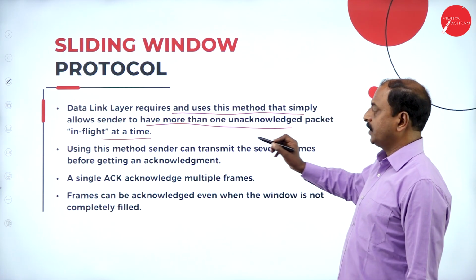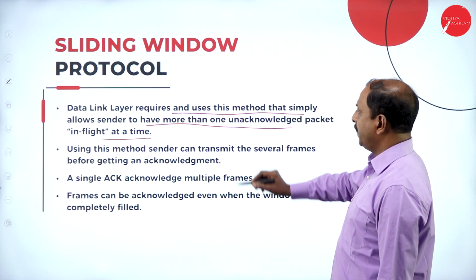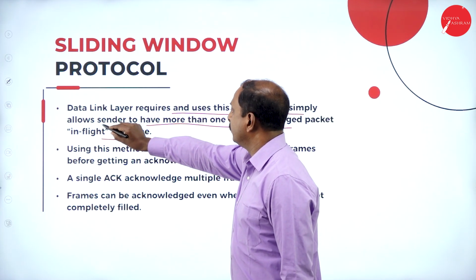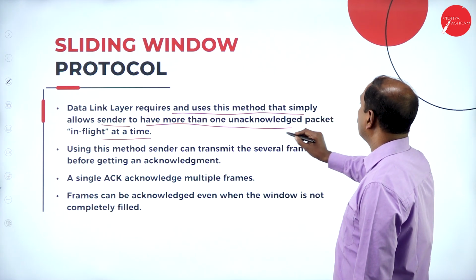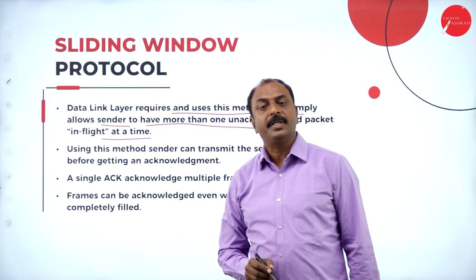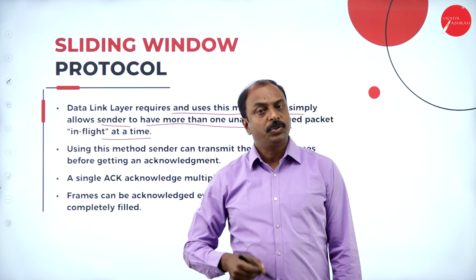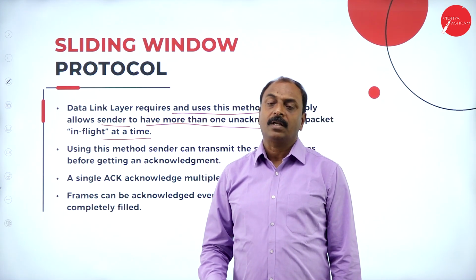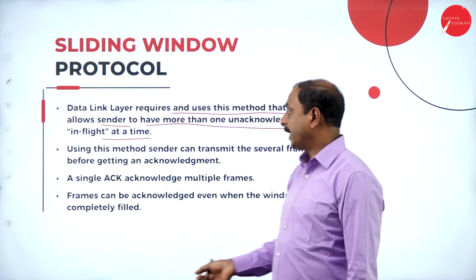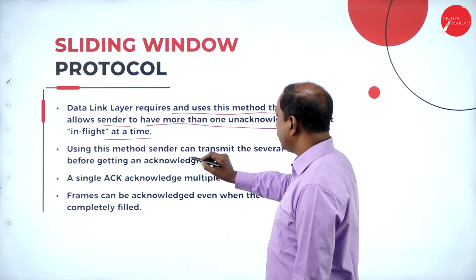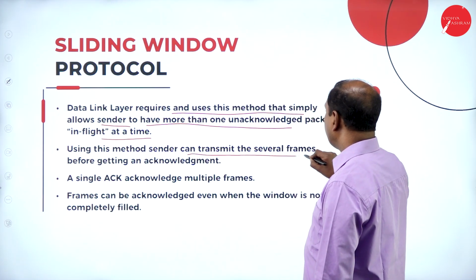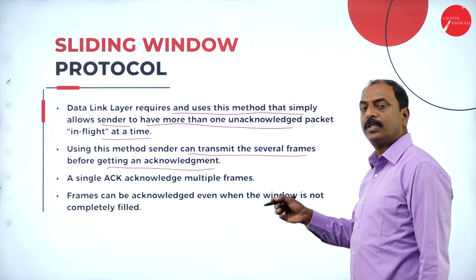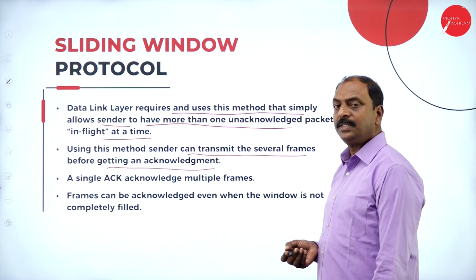So here, what is the meaning of the sentence? It requires and uses this method that simply allows the sender to have more than one unacknowledged packet at a time. It is possible that there are situations where the sender may not receive the acknowledgement for the packets. Using this method, the sender can transmit several frames before getting an acknowledgement. That is the point we have seen in our previous slide.